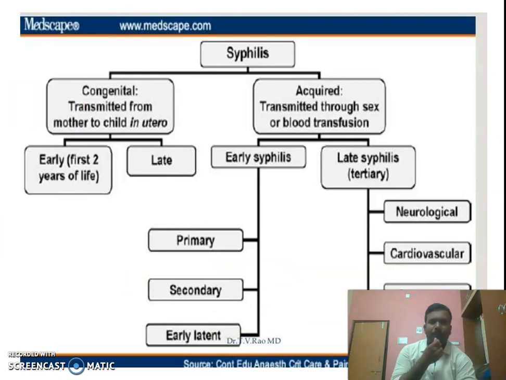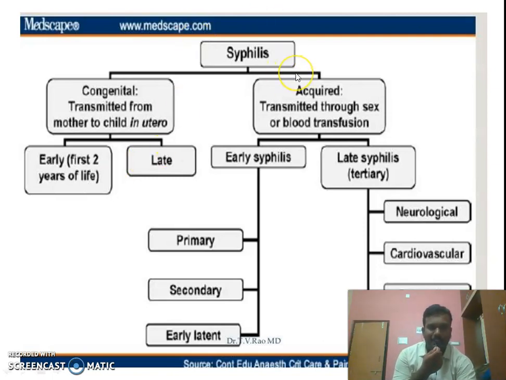Coming to different forms of syphilis, we have two: congenital syphilis and acquired syphilis. If syphilis is caused by the materno-fetal route, we call it congenital syphilis. Based on the onset of development, we can classify congenital syphilis into two types: early syphilis and late syphilis. Early syphilis is when it is observed in a child less than 2 years of age. After that, we call it late syphilis.